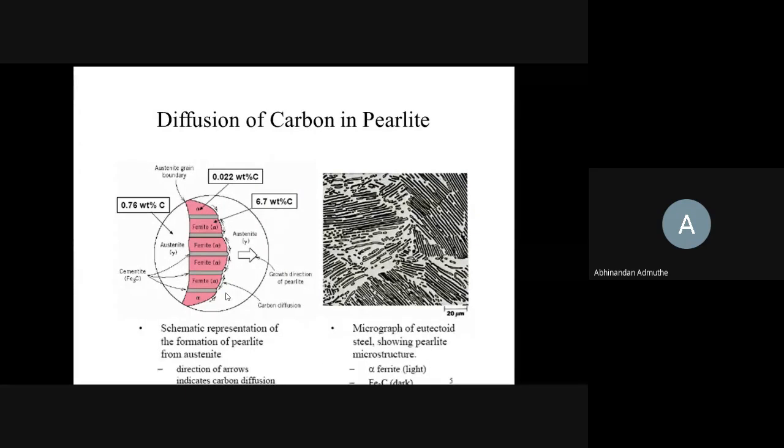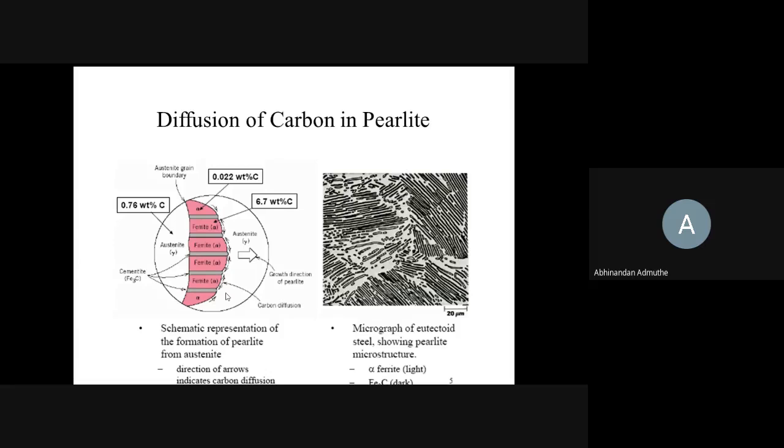Now, the diffusion of carbon in pearlite. So how actually does pearlite form? As we know, initially in the austenite region, that is above 727 degrees for 0.8% carbon, it contains 100% austenite. And when we cool below 727 degrees centigrade, it contains 100% pearlite. But how actually does austenite transform into pearlite? That we will study in this particular slide.